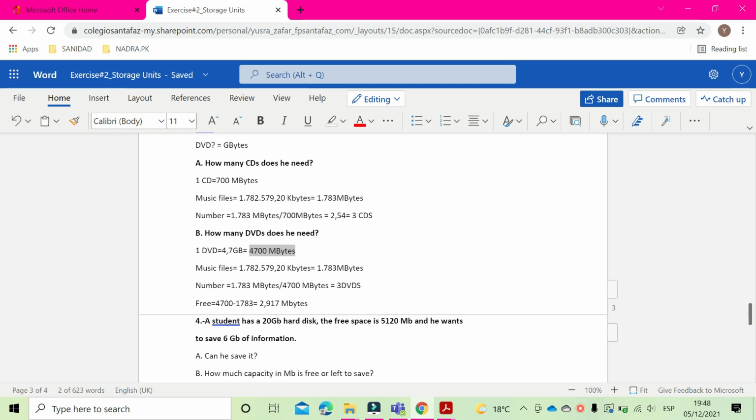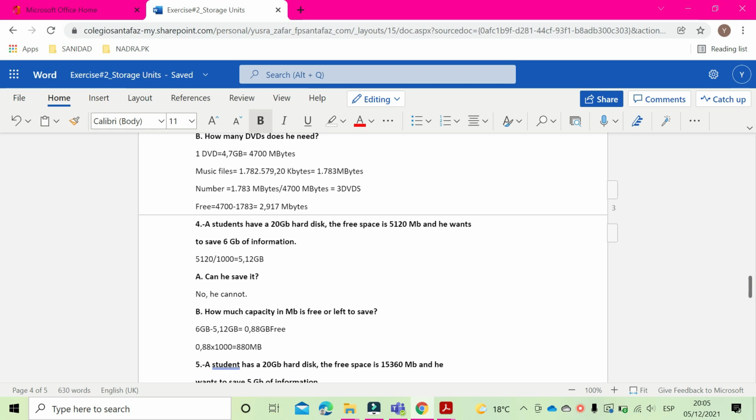It means we are going to need DVDs to make this copy, and the free space that will remain is 2917 megabytes. We have 4700 minus 1783, which remains 2917 megabytes. And the same question, can they save or not? In this case, yes, because they have more space and the free space is 2917.